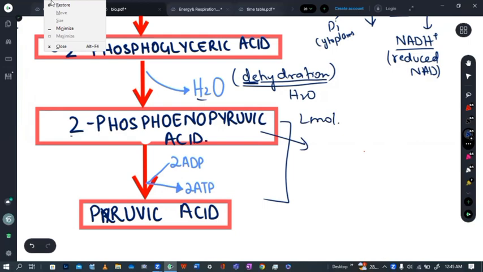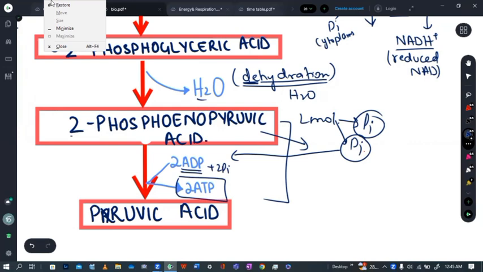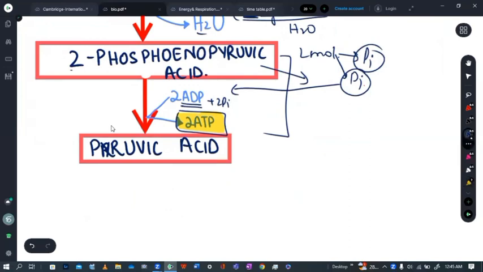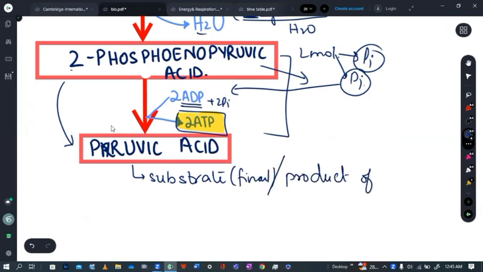We know that we have 2 molecules of 2-phosphoenol pyruvic acid, each molecule removing an inorganic phosphate. These 2 inorganic phosphates get attached with these 2 ADPs, which came from the cytoplasm of the cell, forming another 2 molecules of adenosine triphosphate, ATP. And then after the removal of the inorganic phosphates, we have 2-phosphoenol pyruvic acid getting converted into pyruvic acid. So this pyruvic acid is the final product of the process glycolysis.